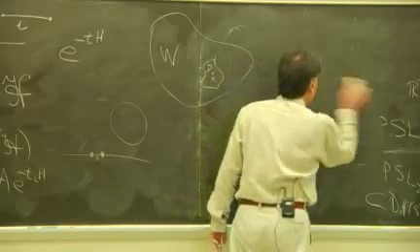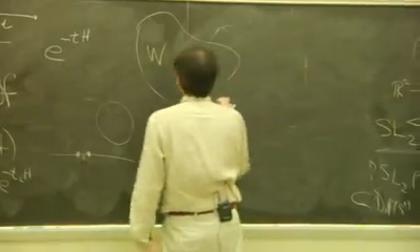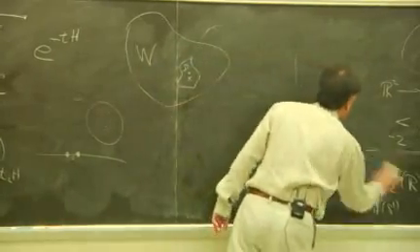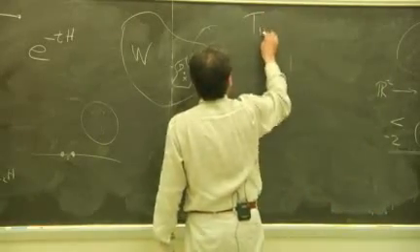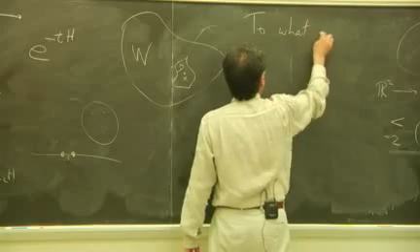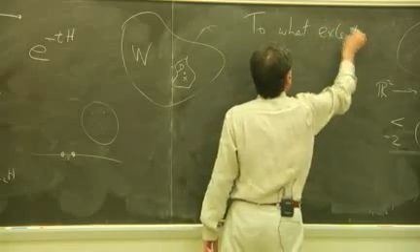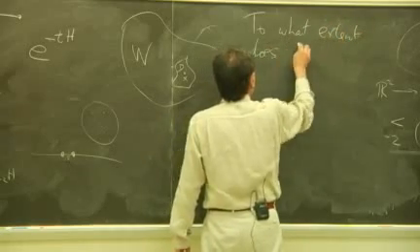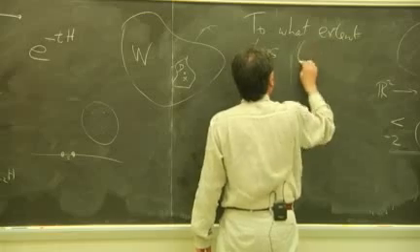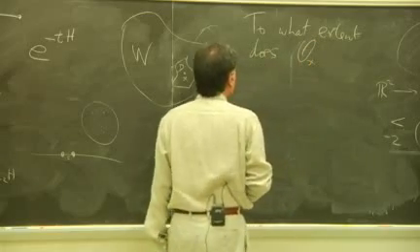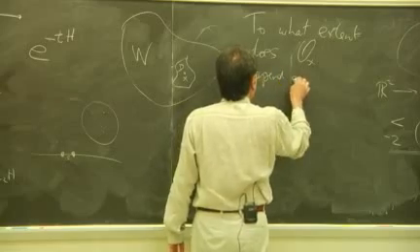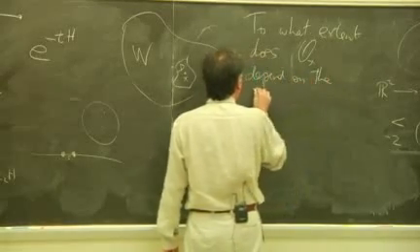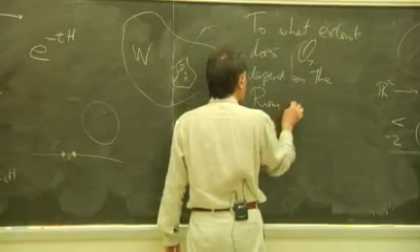Anyway, that isn't my main point. The thing we really want to discuss is to what extent this vector space O of X depends on the Riemannian neighborhood of X.